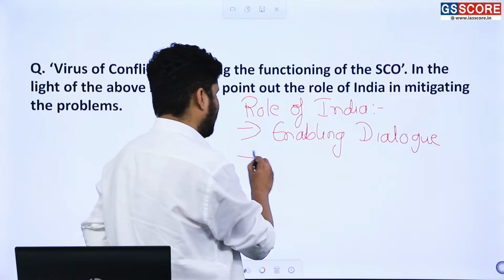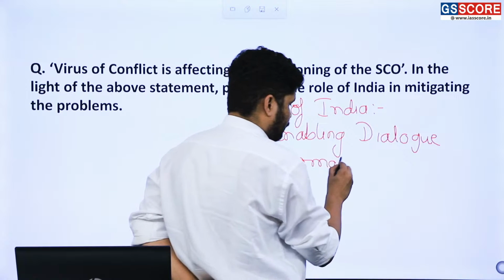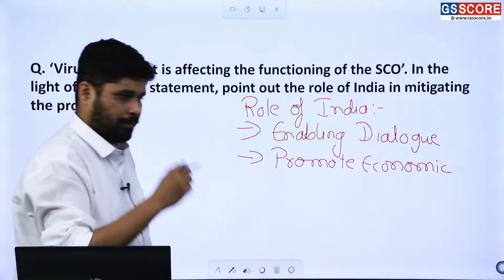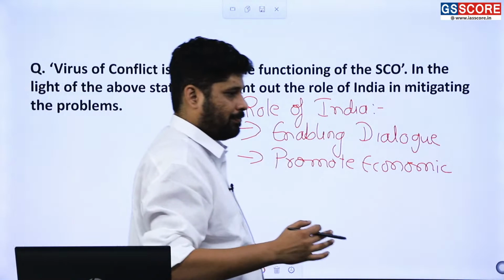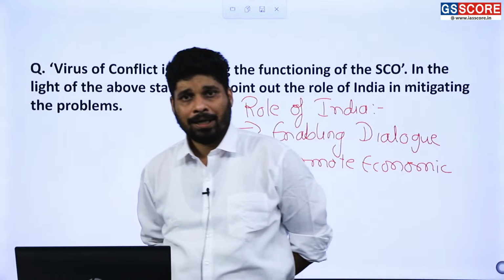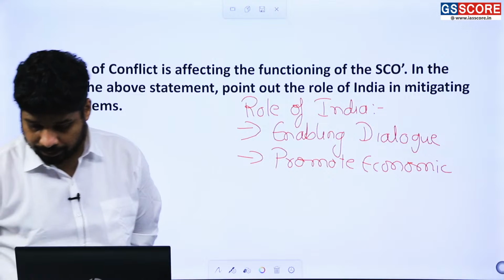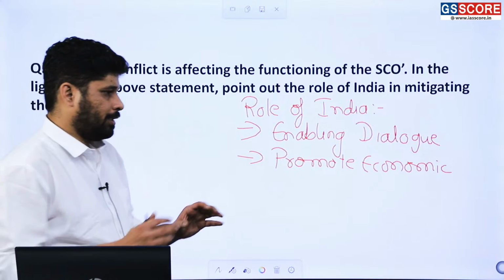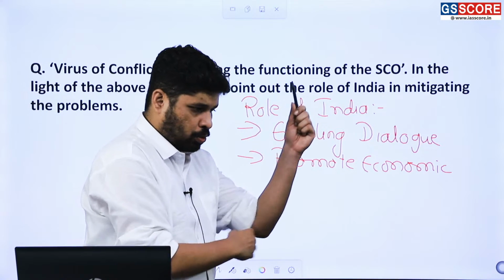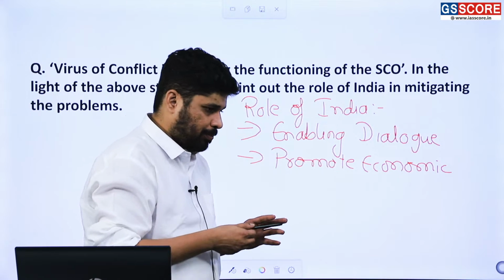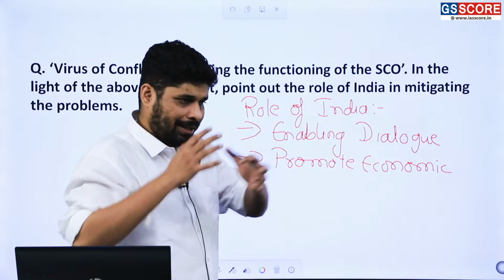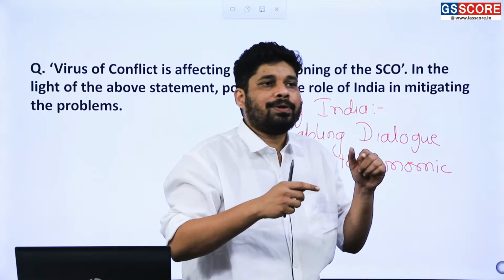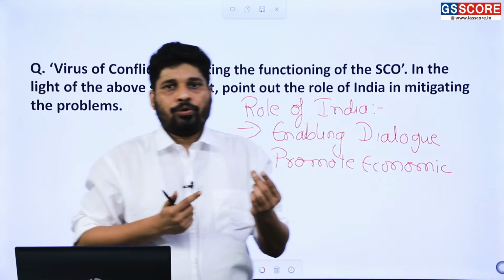Second is, look, India is one of the biggest economies of the world right now. It has immense demand with respect to natural resources, especially hydrocarbons. And these particular resources, if they are channelized through an economic partnership among the SCO countries, India and other SCO countries, in the right manner, what will happen is a better platform for exchange of ideas will come up.